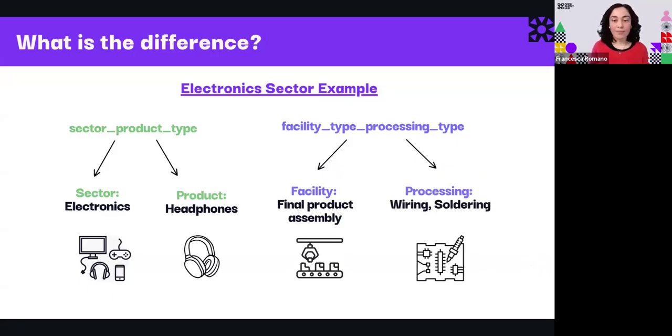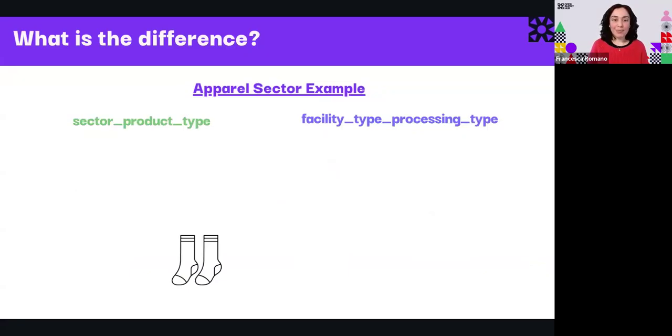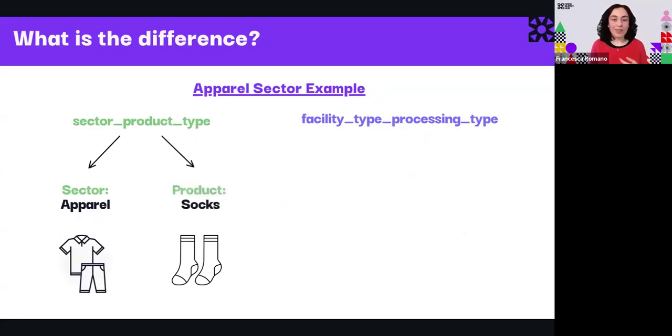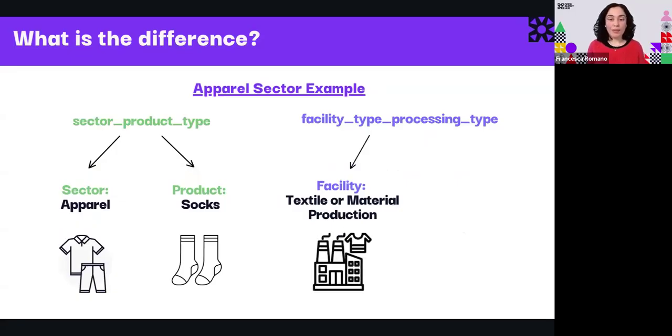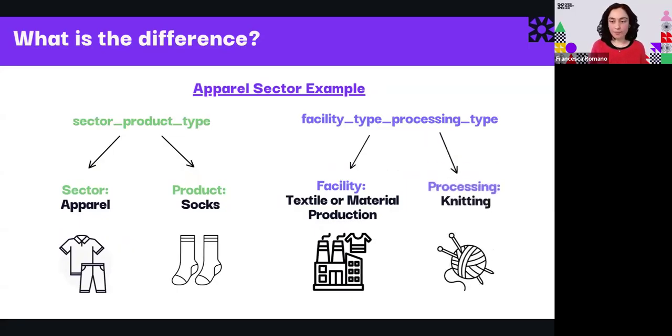This is an example for the apparel sector. I'm giving away what the product is because the socks are already there. But for example, sector, as I said, is apparel, and product is, for example, socks. Facility type is the type of production location. So in this case, it's a textile or material production facility. And then the processing type is the actual activity that happens there. So in our example, it could be knitting the socks.